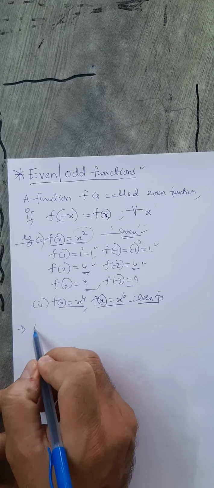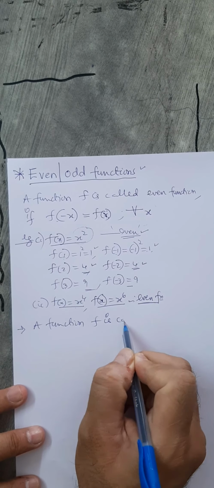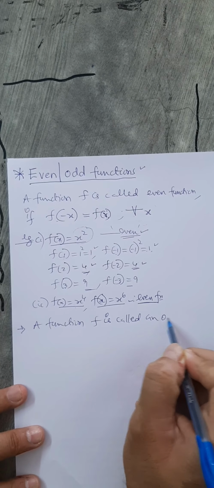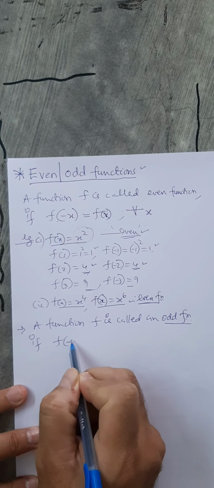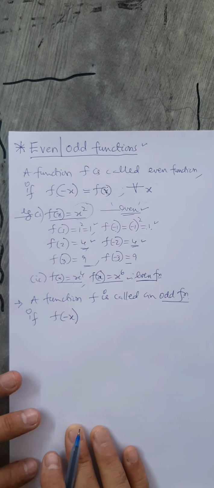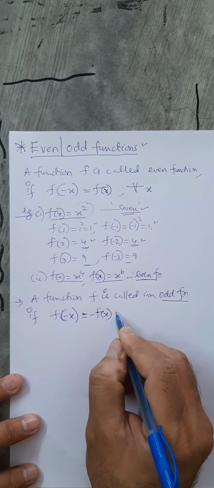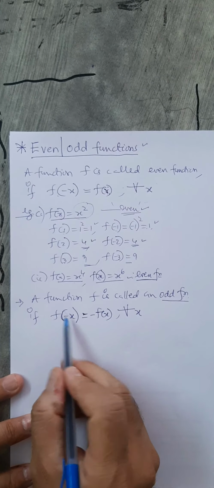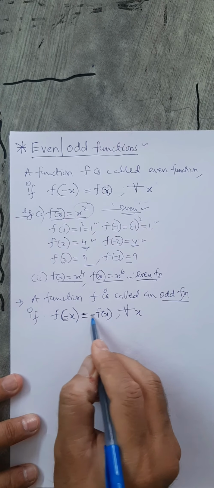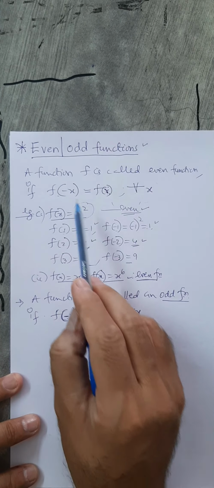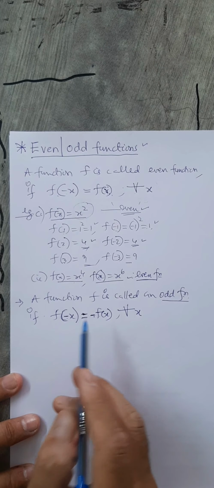Now here you look at this function, a function f. Function f is called an odd function if f of minus x gives us minus f of x for every x. So that minus sign will come out here, remember. Minus sign will come out, so minus f of x. Here, that minus sign has no effect, so it's an even function. Here minus will come out, so it's an odd function.